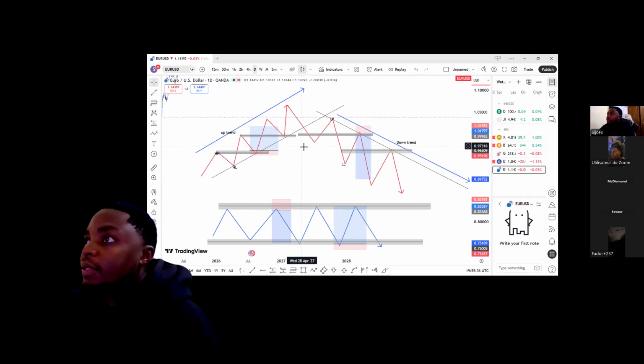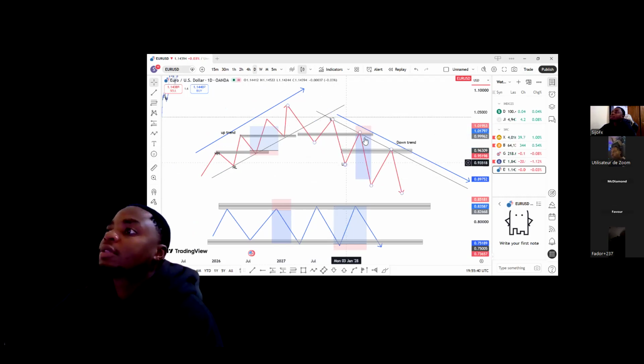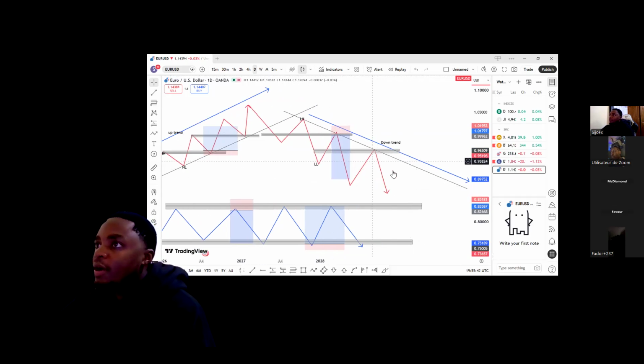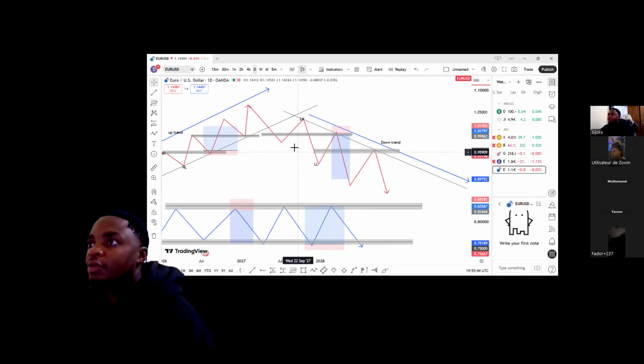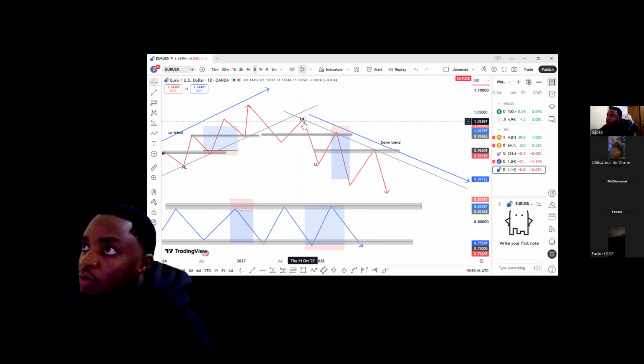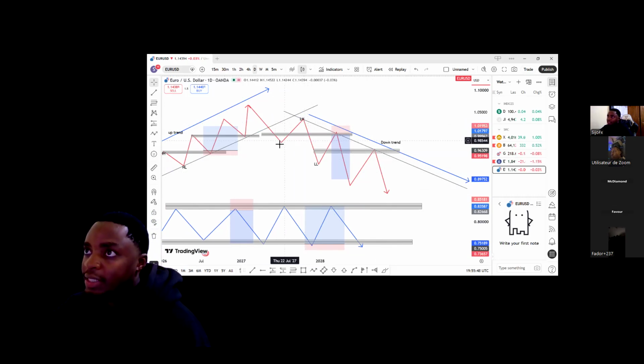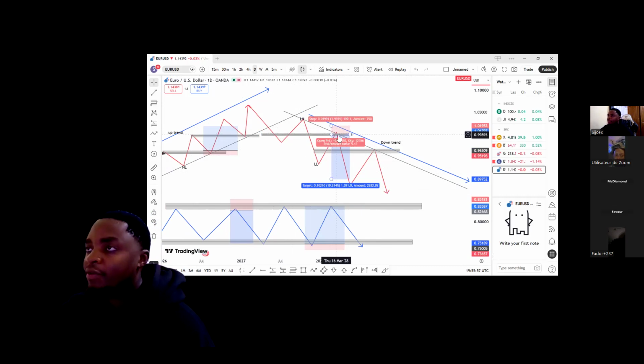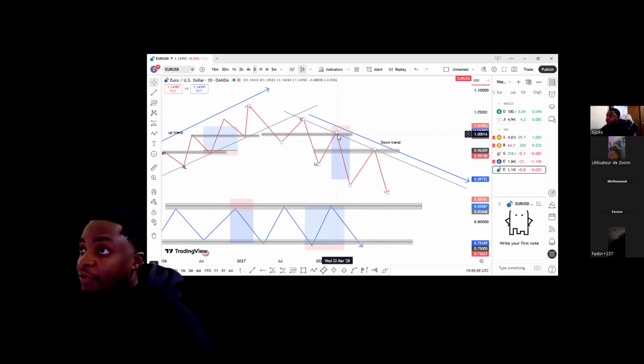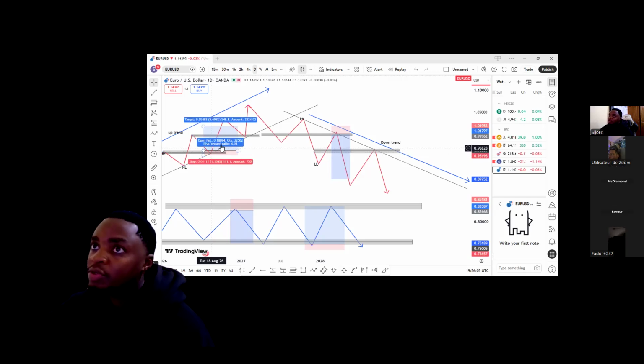This is a market forming lower low and lower high, lower low, lower high, lower low. It's going down, a downtrend. And you only buy when this lower high breaks this lower low and comes back to this resistance. You sell from resistance and you buy from the support zone.